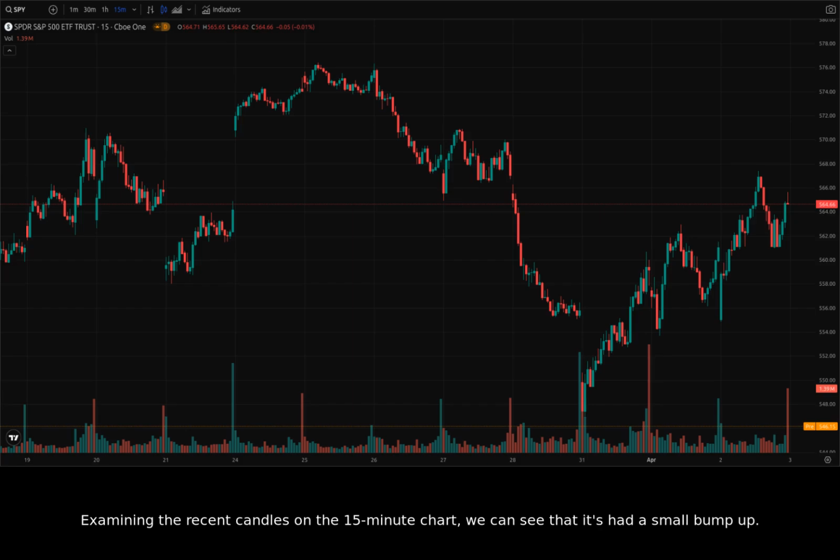Examining the recent candles on the 15-minute chart, we can see that it's had a small bump up. However, the bump is just a small one, and it's struggling to push past recent resistance points. If the price continues to break to new lows, this could indicate further downside in the short term.